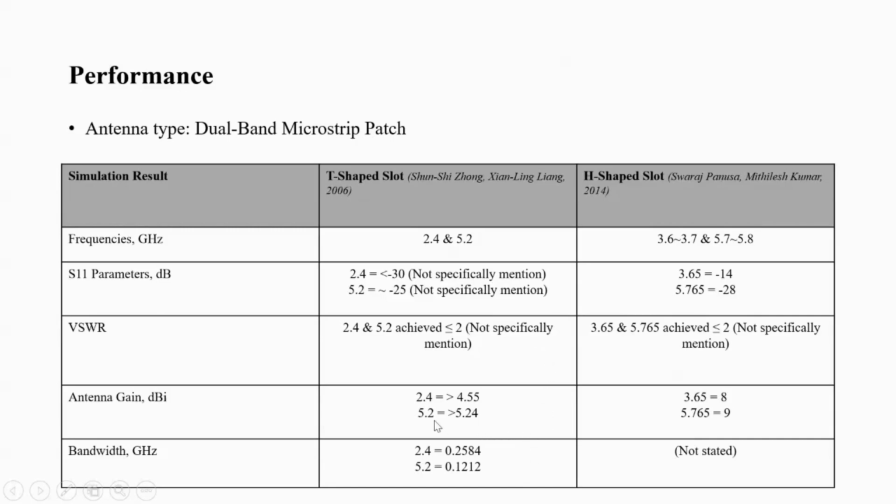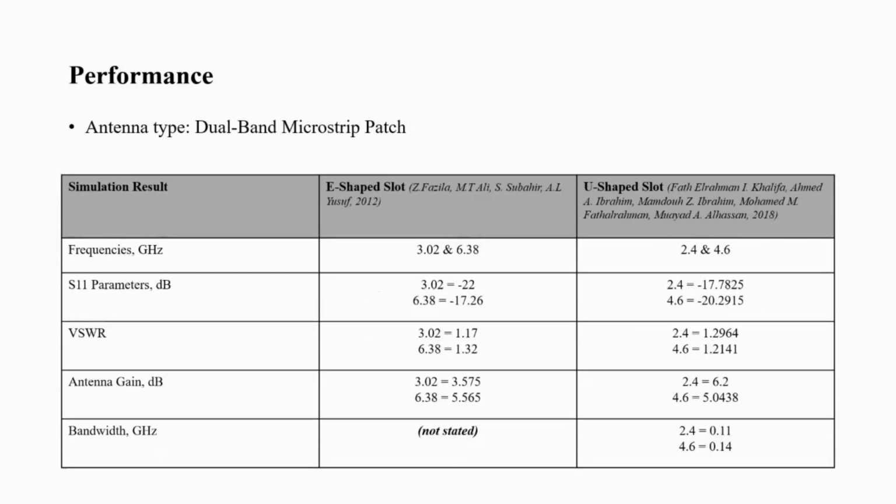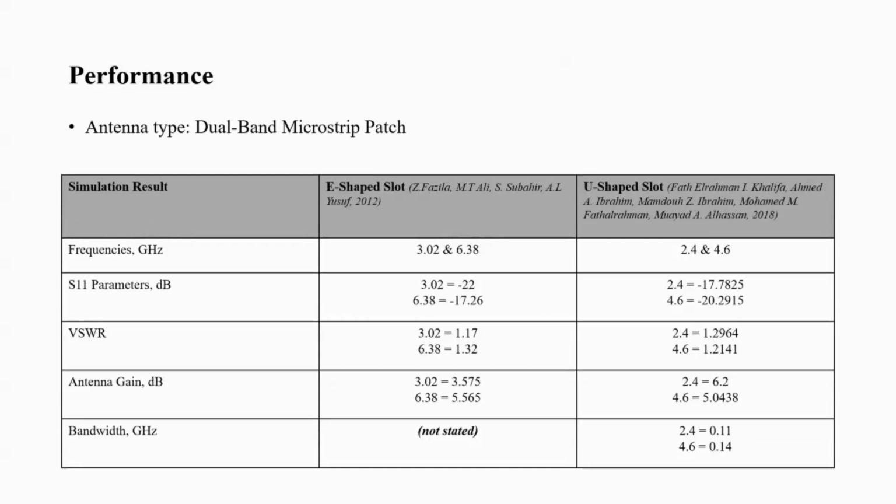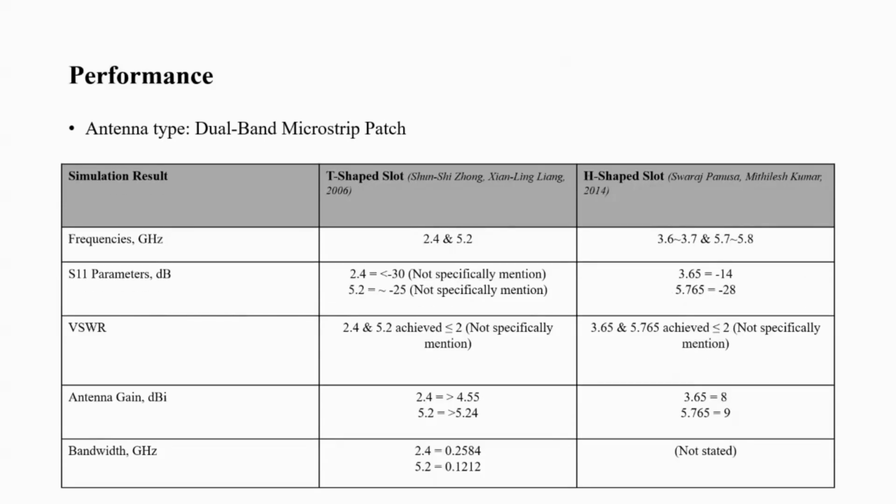For antenna gain, the T-shape said they get more than 4.55 and more than 5.24 dB for the 2.4 and 5.2 GHz bands respectively. The H-shape slot has 8 dB and 9 dB antenna gain for 3.65 GHz and 5.765 GHz respectively. The bandwidth they get is 0.2584 GHz and 0.1212 GHz for the T-shape slot, and the H-shape slot didn't state their bandwidth. So okay, I can say that the U-shape slot is still above the T-shape slot when comparing performance, and also above the H-shape slot. So overall, the U-shape slot performs better based on the bandwidth and the S11 parameters, those two important indicators.